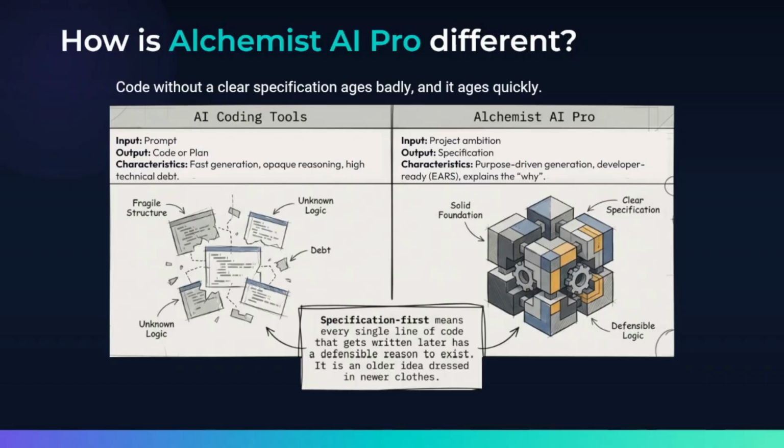It produces a specification, the document that tells the developer what to build and why. And the reason we're focused on this is plain. Code without a clear specification ages badly, and it ages quickly. You don't just need any specification. You need one that is purpose-driven. A specification with Alchemist AI Pro means every line of code that gets written later has a reason to exist. It's an old idea, really, dressed in new clothes.